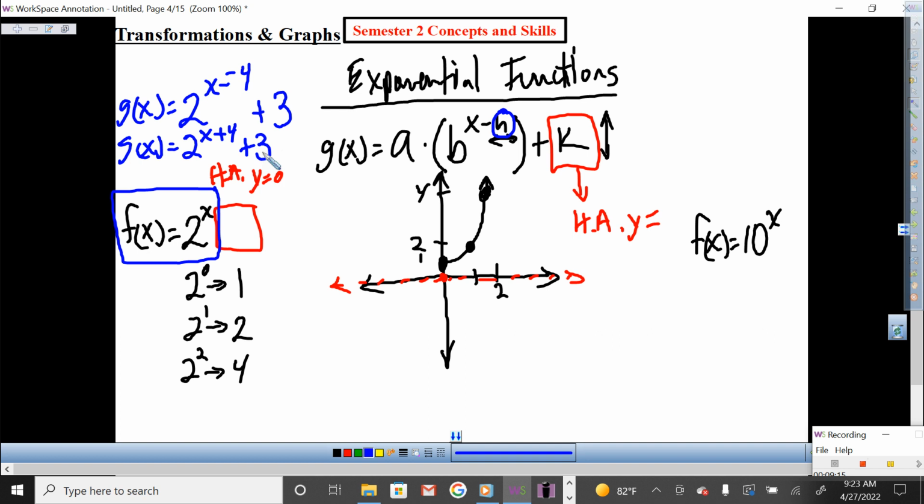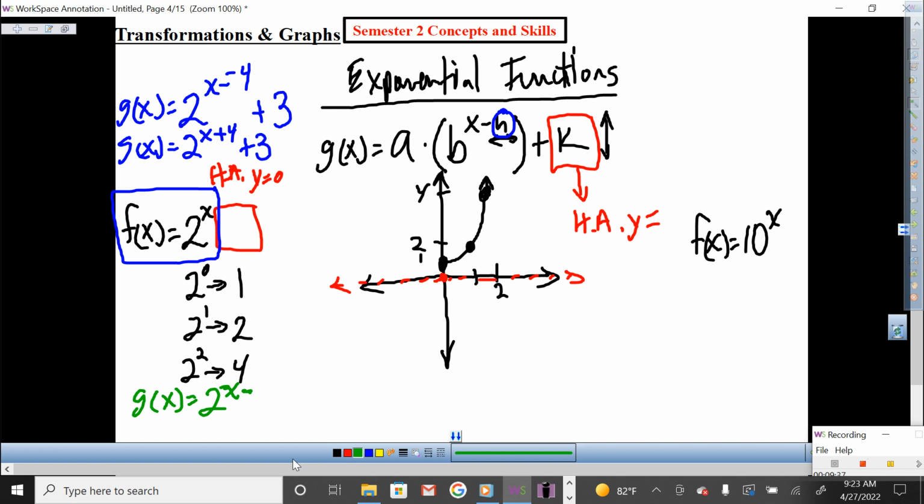So far so good, yes? All right. So this would move 4 to the left and 3 up, so it would be somewhere over here. But what if I wanted to do a different one? So I'm still looking at this one. I'm going to use green now. g of x equals 2 to the x minus. Let's move that 5 steps to the right and 2 down.